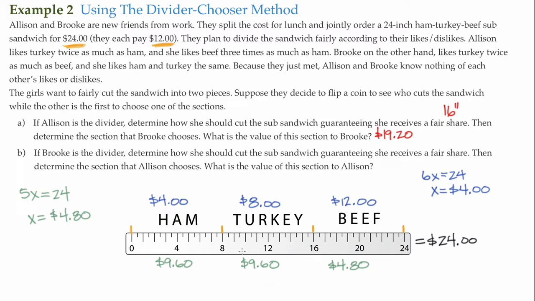How far into the turkey should she go? Well, to Brooke, the turkey is $9.60. It's 8 inches long, between 8 and 16 inches, and it's worth $9.60. So if we divide 8 into 960, that means every inch is worth $1.20. So if Brooke needs $2.40 more to get to her $12, then she has to come in 2 more inches, 9, 10. That's $2.40. Add that to the 960. So Brooke should cut the sandwich right there. So no matter which section Allison takes, Brooke is always going to guarantee herself 50% of the sandwich. So Brooke should cut the sandwich at the 10-inch mark.